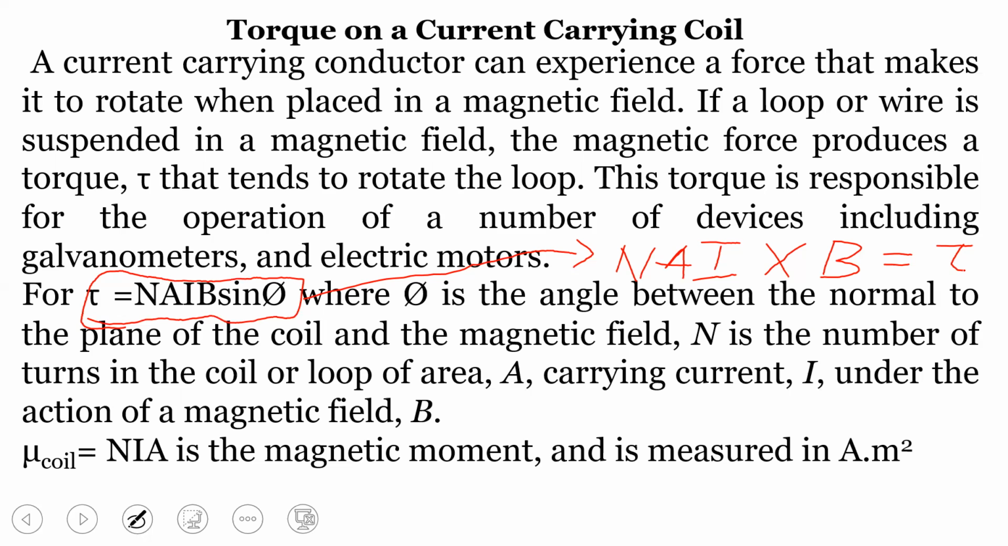So before we leave this page, there is also the magnetic moment, which is defined as mu coil, and it's defined as a product of the number of loops, the current flow, and the area of the loop. And it's measured in ampere meter square. Area is meter square, I is ampere, N is number, unitless.